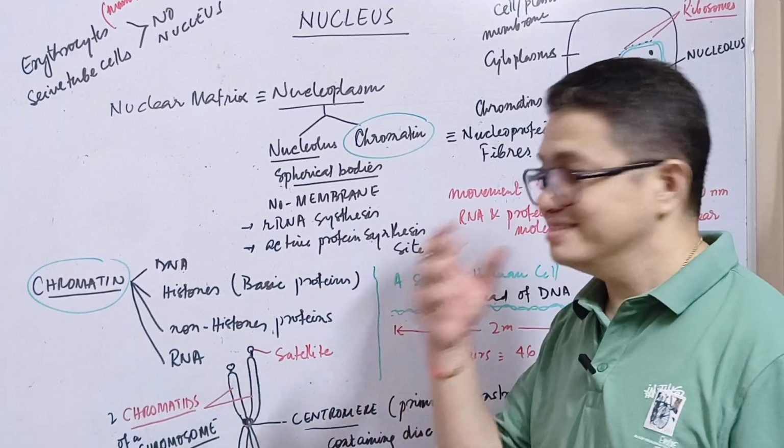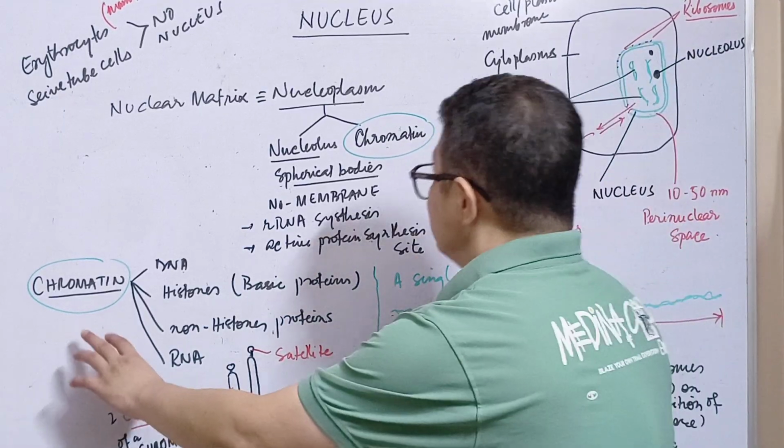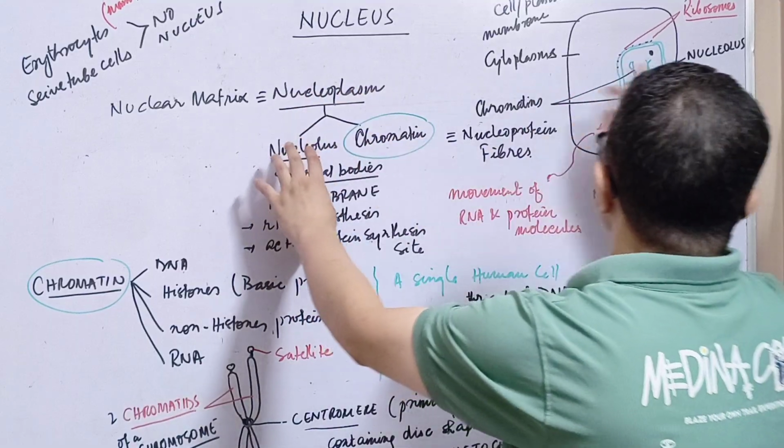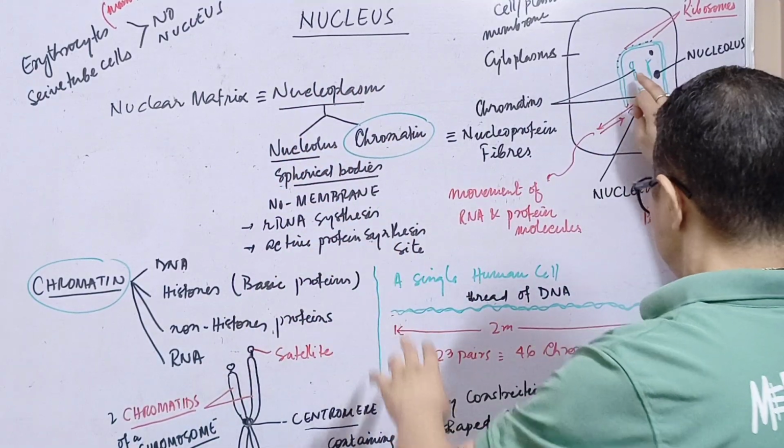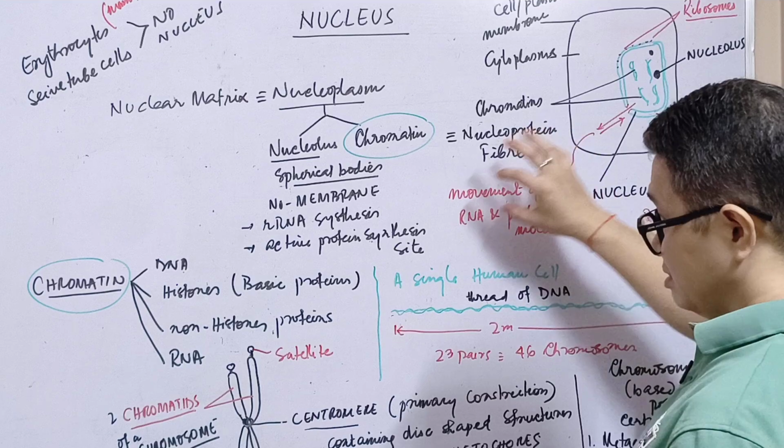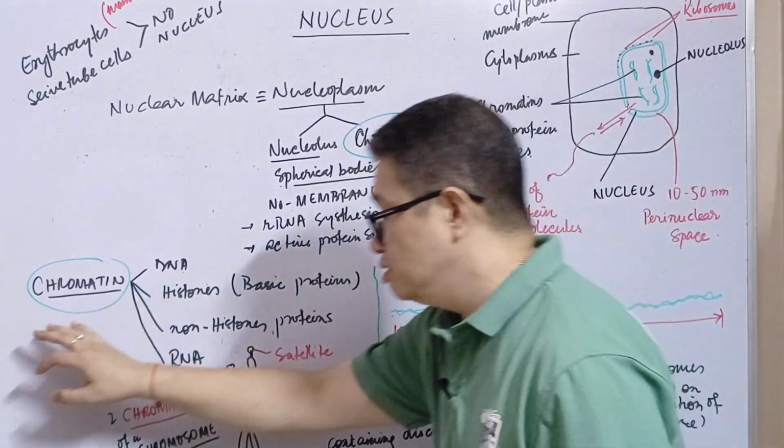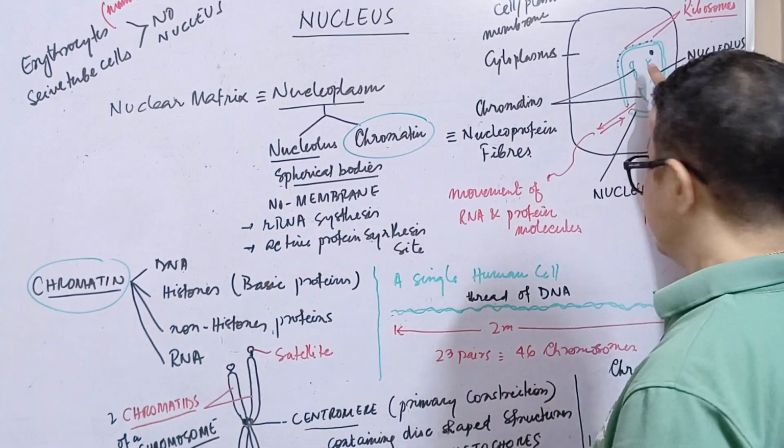You need to find the answers. Now chromatin, nucleoplasm में nucleolus है और फिर chromatin है. ये the thread-like structures, the nucleoprotein fibers. These are called chromatin. So in the chromatin, इसमें क्या है?